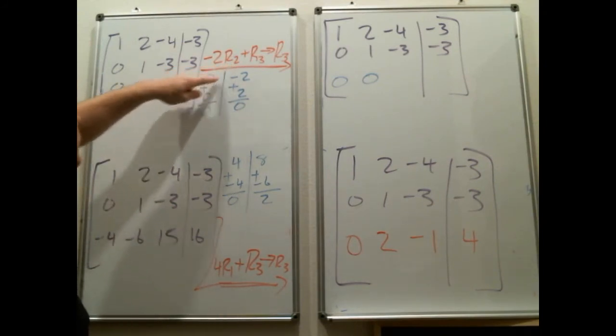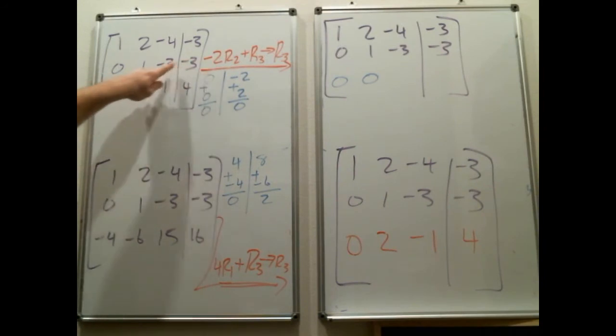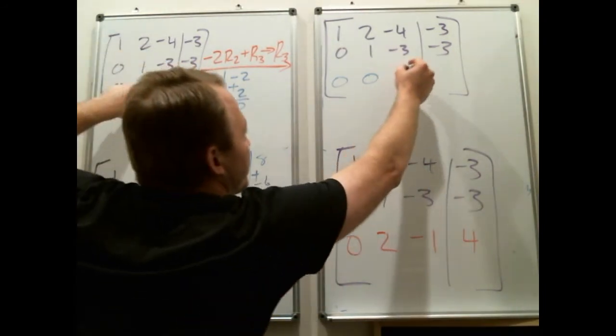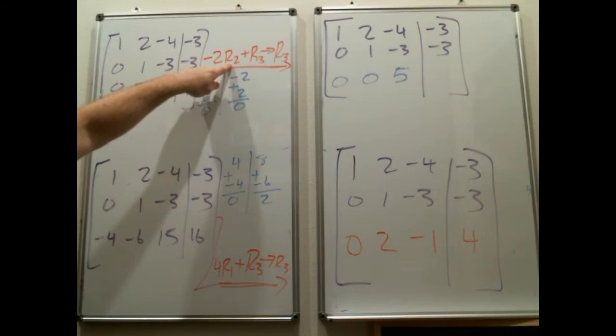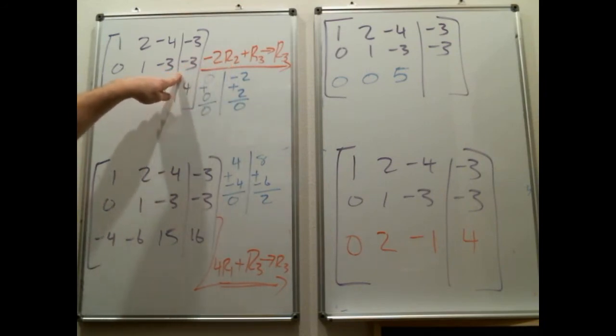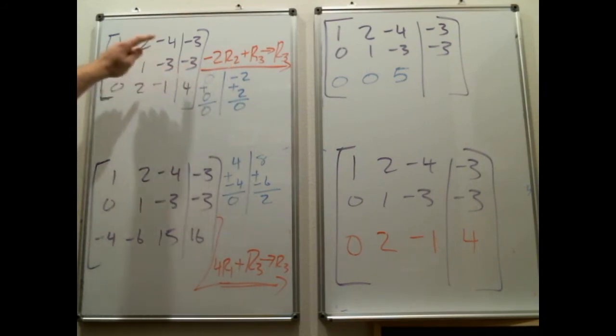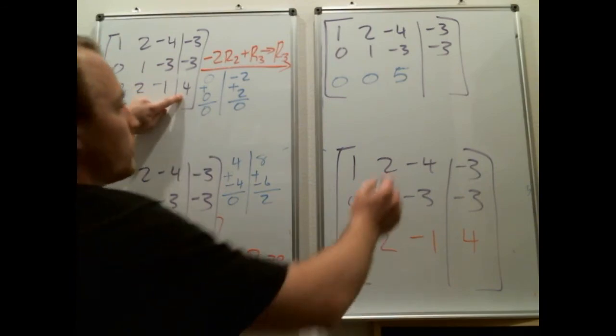Negative 2 times row 2, so negative 2 times negative 3 is positive 6. Positive 6 plus negative 1 is a positive 5. Negative 2 times row 2, so negative 2 times negative 3 is a positive 6, add it to 4, and that gets you 10.